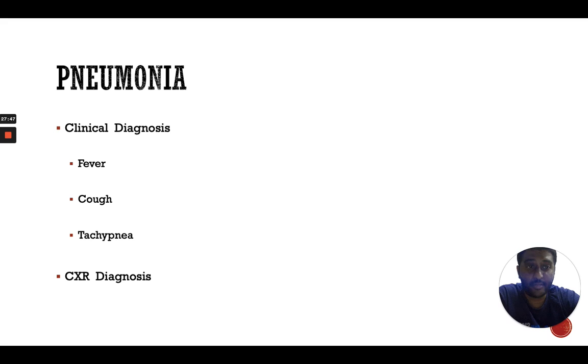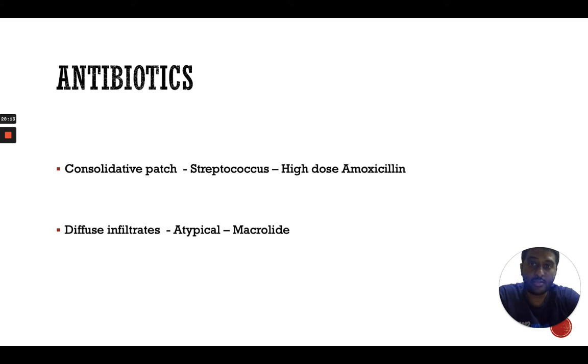Next is pneumonia. Pneumonia is again one of the most frequent causes of respiratory distress. It's a clinical diagnosis most of the time. They may present with cough, fever, and tachypnea, and you might hear crepitations only in a particular area of the lungs, or it can be diagnosed with X-ray as well, where you can see patchy or lobular infiltrates. If you see a consolidative patch, the most common organism is Streptococcus, and the treatment is high dose amoxicillin. If you see diffuse infiltrates, the most common organism is atypicals, and treatment is macrolide.